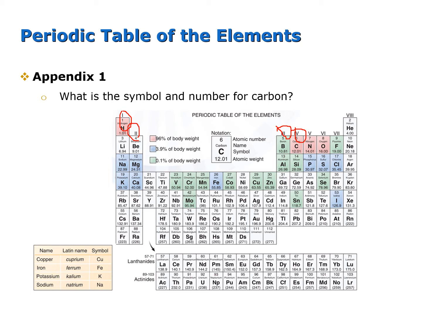Let me take a different one. Let's see iron. You can see the iron over here. It has an atomic number of 26. You see the name as iron. The abbreviation, or the symbol, is Fe, which stands for ferrum in Latin, and the atomic weight is 55.85. And just by going ahead with that, we can define any other of those elements.